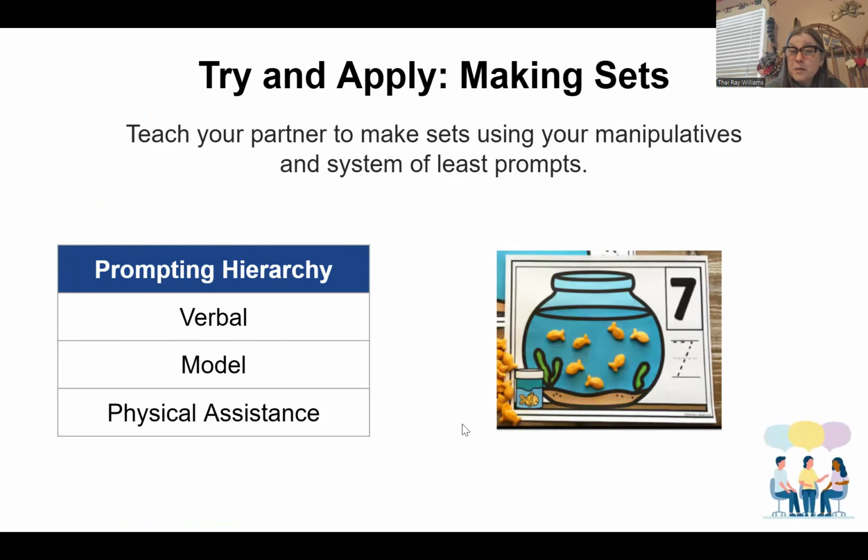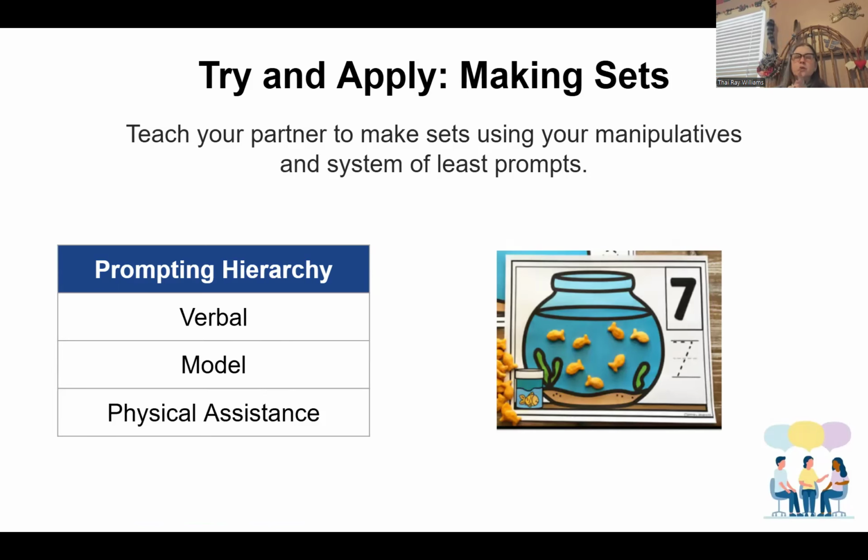So now, surprise, surprise, I'm going to get you to do a try and apply where you are making sets and you are going to teach your partner to make a set using the manipulatives that were listed on Canvas, and then the system of least prompts. In your prompting hierarchy is a verbal prompt, then a model, and then physical assistance. So remember with this, you're not adding anything to it. A minute ago, I almost added a gestural prompt and I had to catch myself, right? So we're not going to add anything to it. And it's always a good time to practice ahead of time. I was making that up in my head as I go.